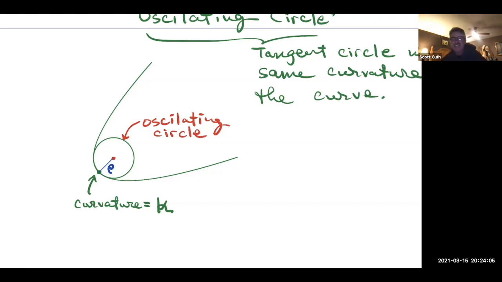See, it started kissing the curve. It's the oscillating circle. It's super sweet. We'll just do a little heart here. We can think of love when we talk about the oscillating circle.